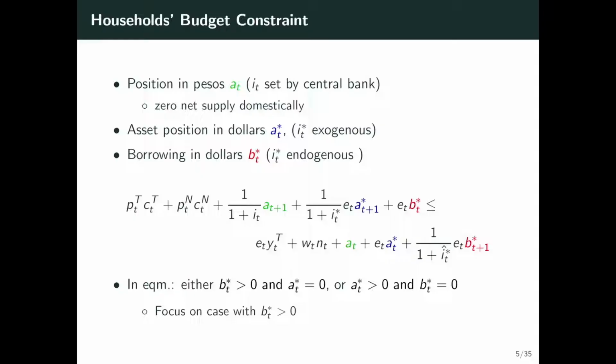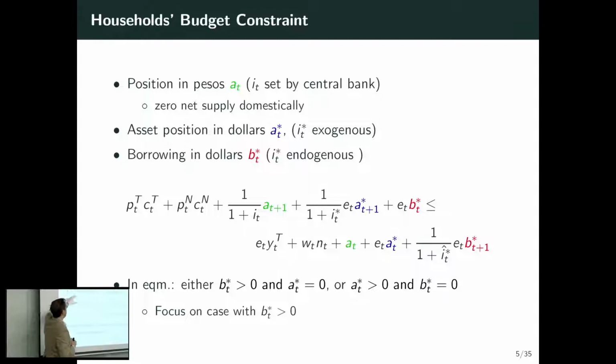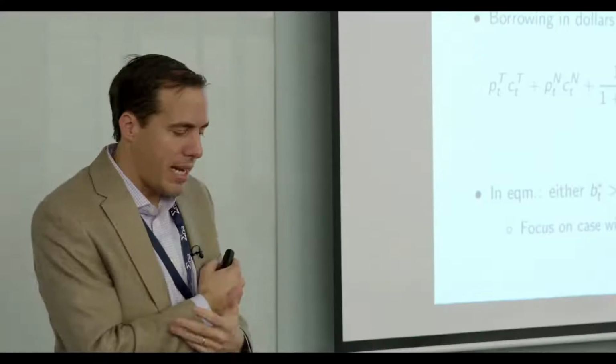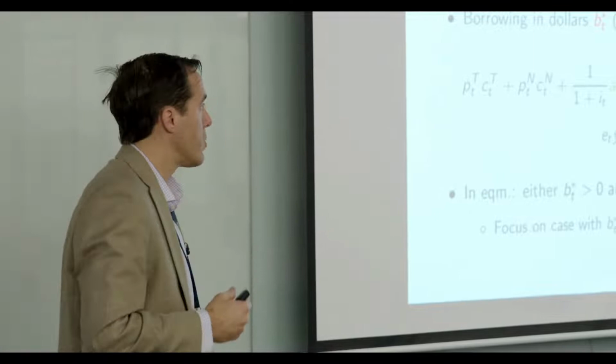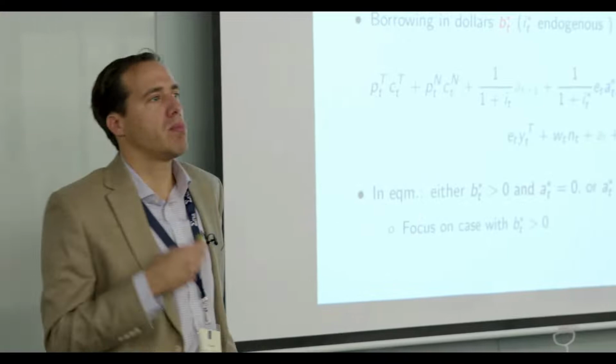So in equilibrium, because this interest rate, I hat, is going to be higher than I star, households are always going to be in some corner. They either would have positive foreign assets, or they might have foreign currency debt, but they won't have positive positions on both. And I'm going to focus on the case where the small open economy here is going to be a borrower.